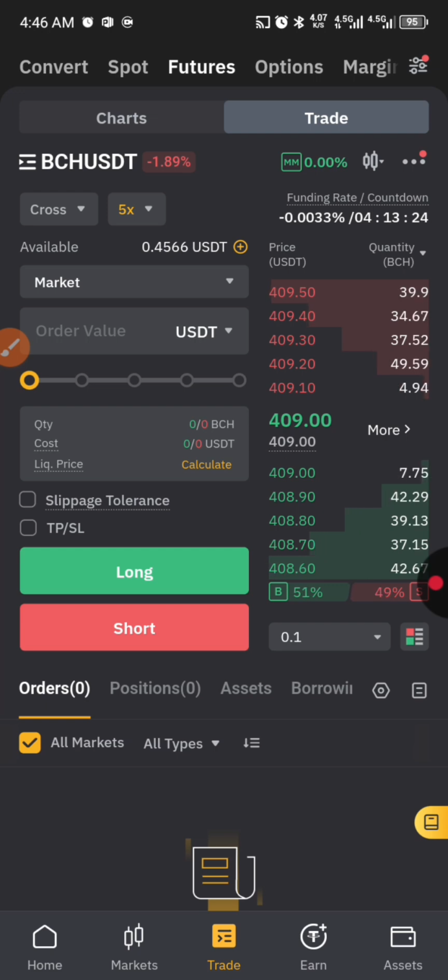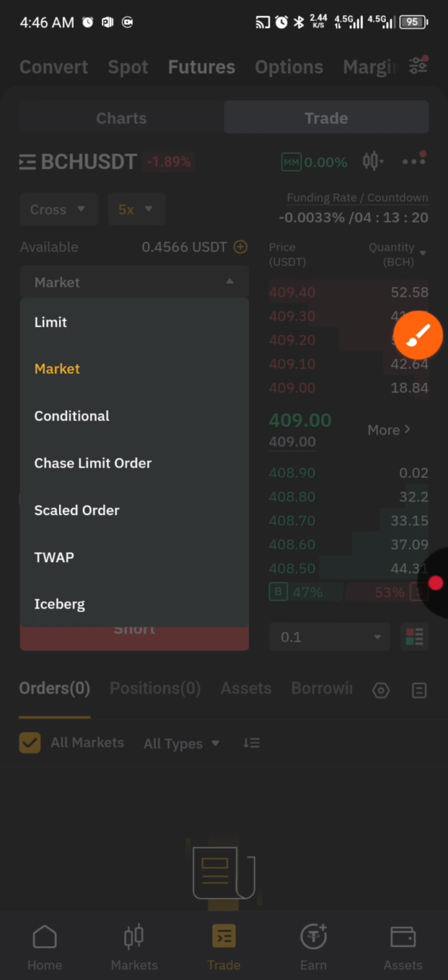Now you come to market. Under market, you click on it. When you click on market, you see limit order. As a beginner, learn to use this limit order because it will help you a lot. So we're going to be focusing on limit and market.